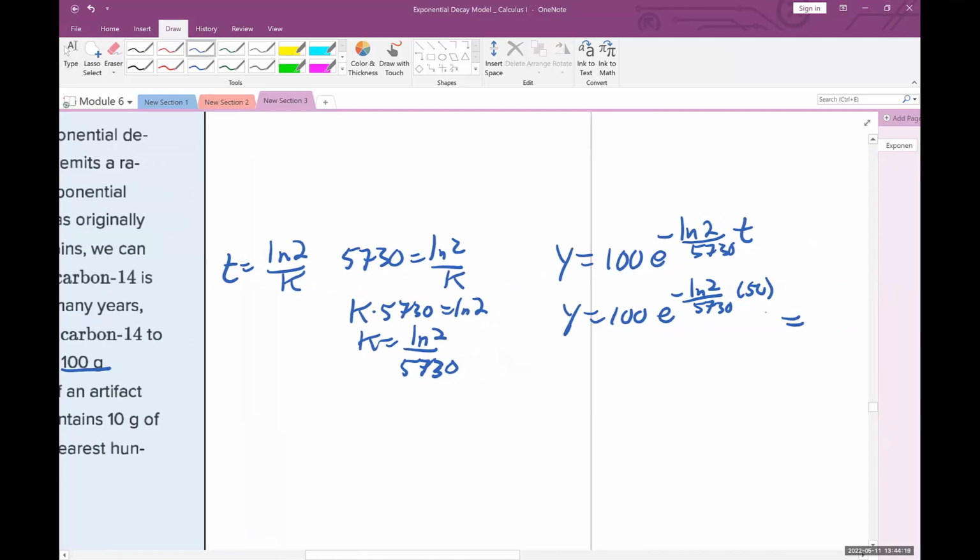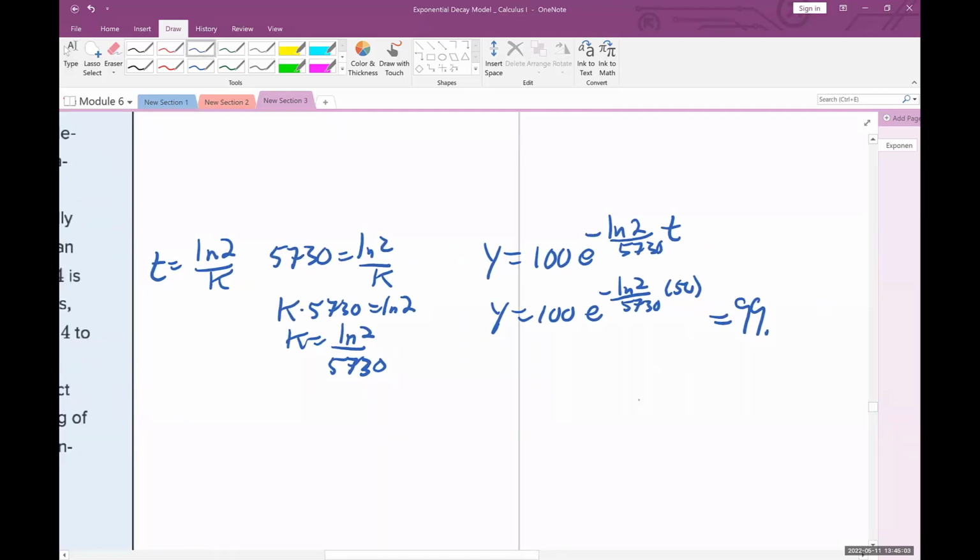So all this e stuff, that's just a power for e. We can take our calculators and type in 100 times e to the negative natural log of 2, times 50, and then divided by 5,730. So if you started with 100 grams, all you have left is 99. If you take it to two decimals, it's 99.40. So this has a slow decay rate.